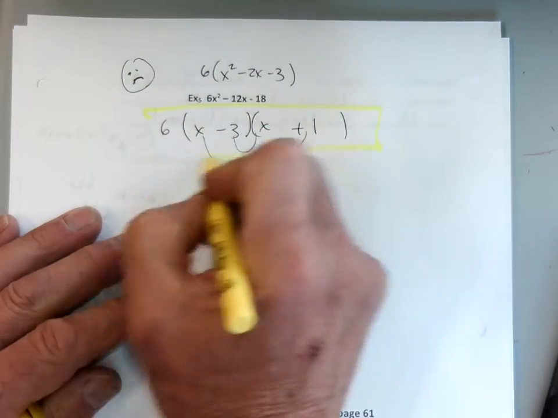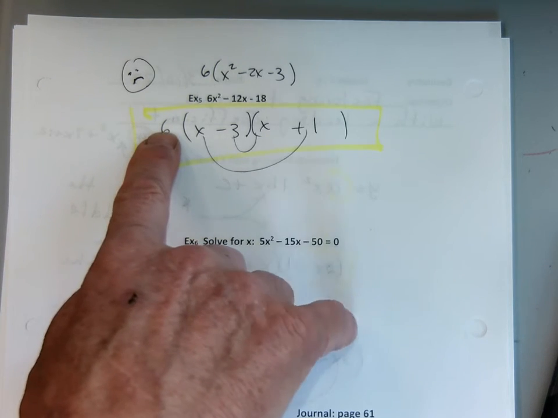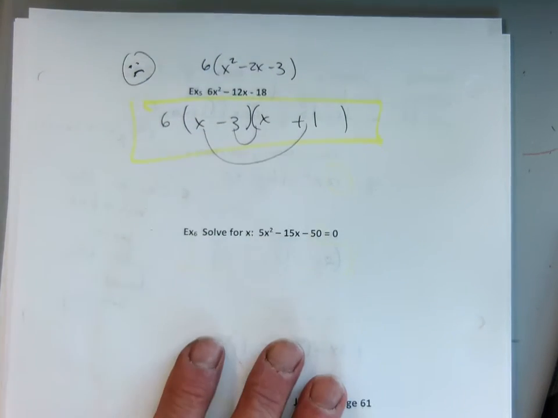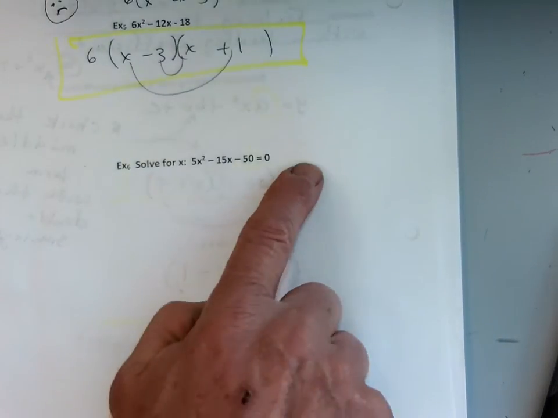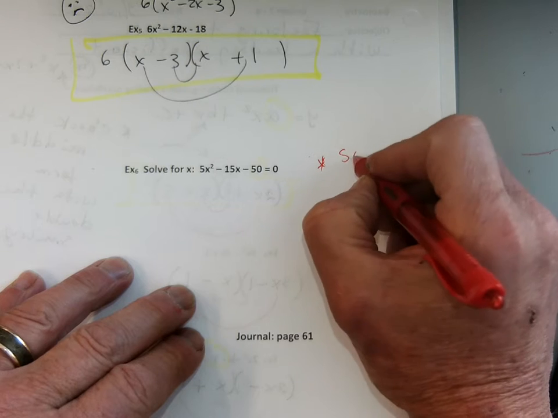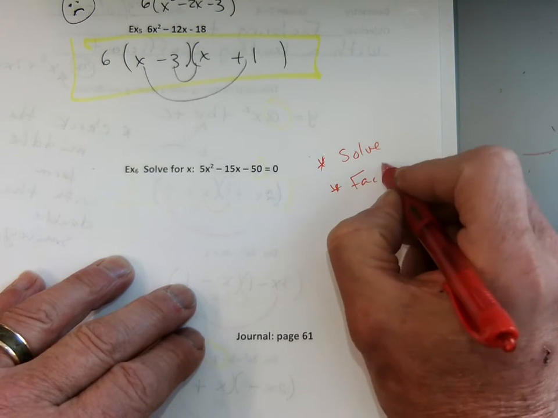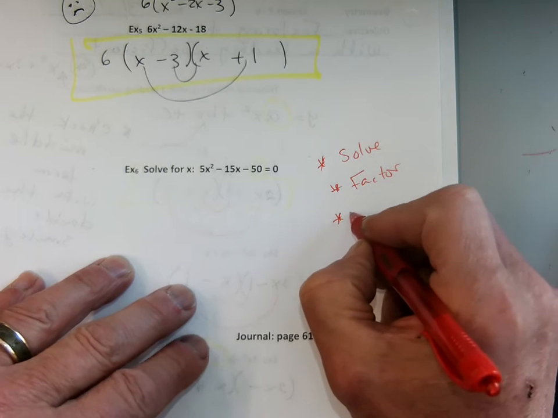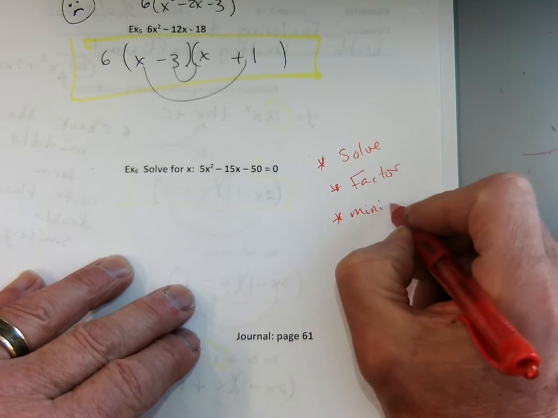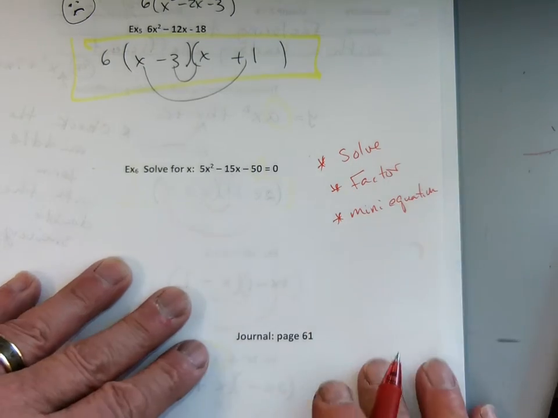So for the answer, I need everything. I need the 6 there also. Does that make sense? The 6 has to be there because the 6 is actually part of the problem. Okay, now how about example 6? Now it equals 0, which means I'm going to have to solve, which means I'll need to factor. I'll need many equations to get my answers, okay?